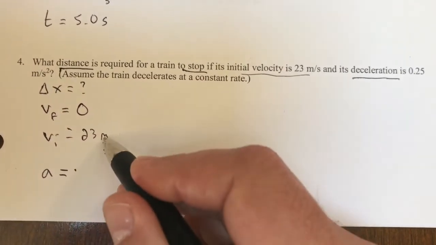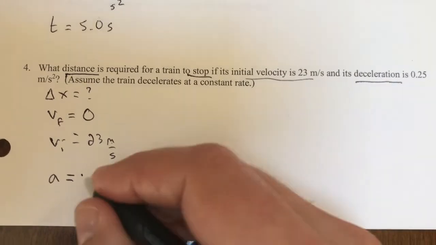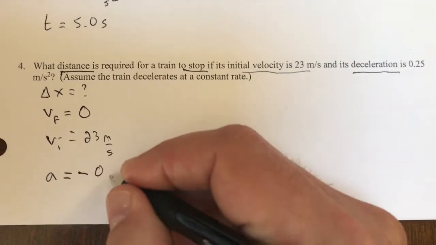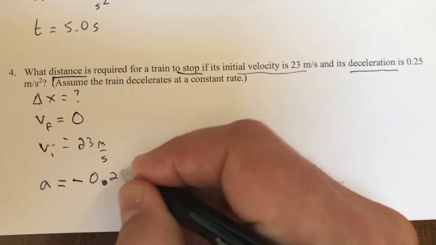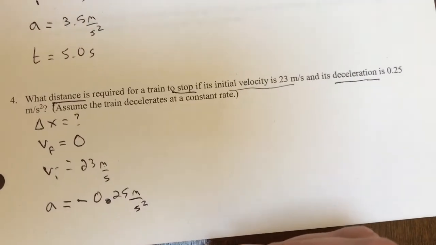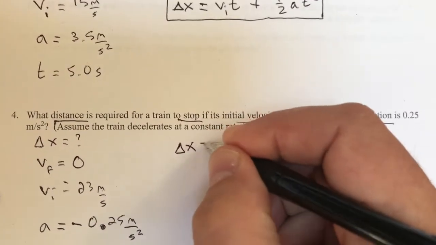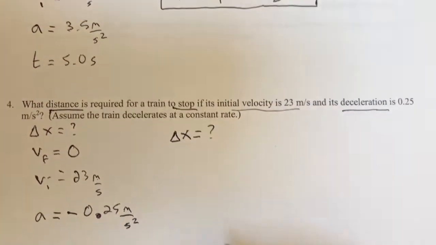So we started with a positive velocity. If this is slowing it down, the acceleration must be negative. So it's 0.225 meters per second squared. And what are we trying to find again? Distance. Do we have a formula that gets us there?